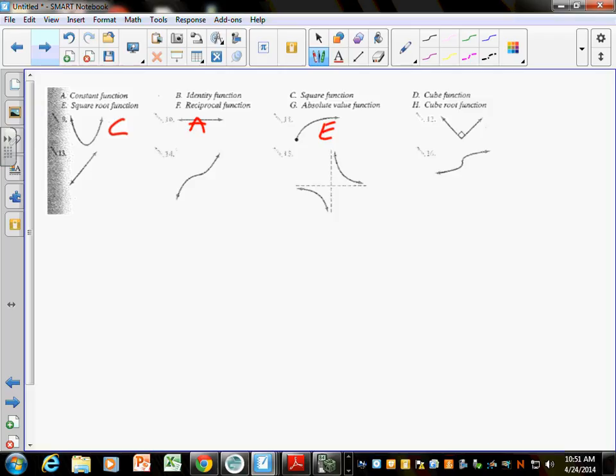A V-shaped graph, that's absolute value, that's G. Identity function, that's the one that just looks like a straight line, I think, B. S-shaped graph is a cube function, D. Asymptotes is a reciprocal function, which is F. Sideways S is cube root function, which is H.